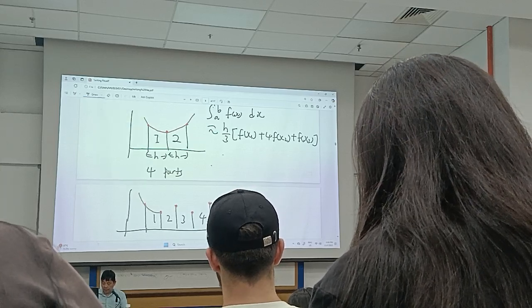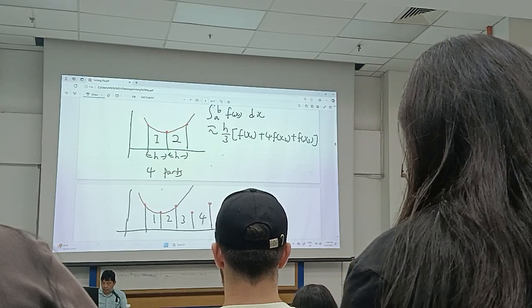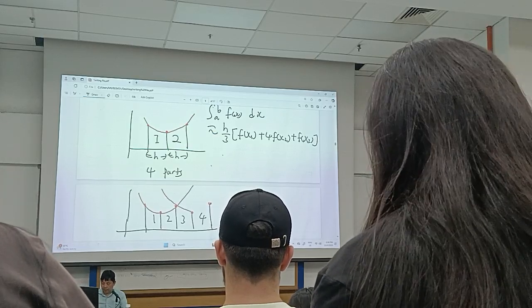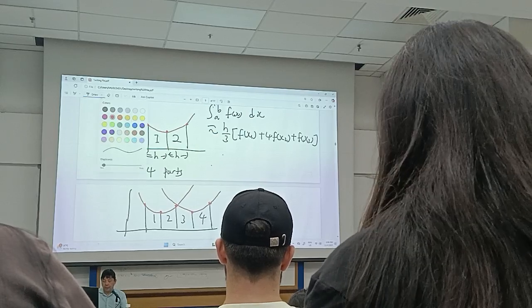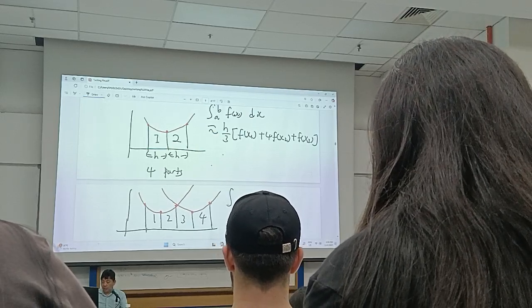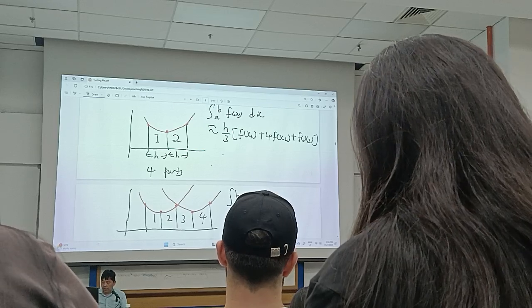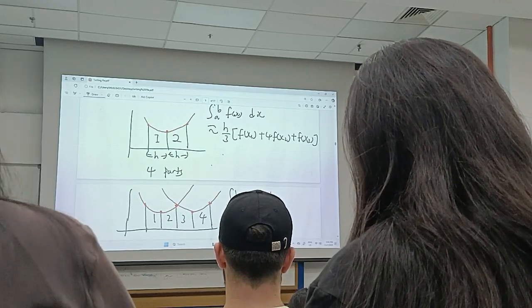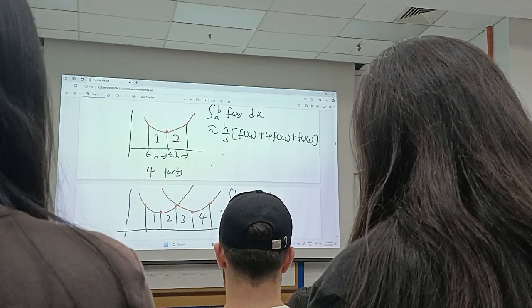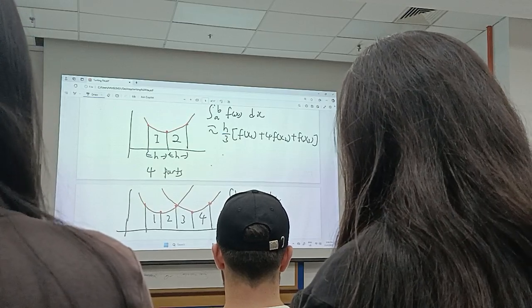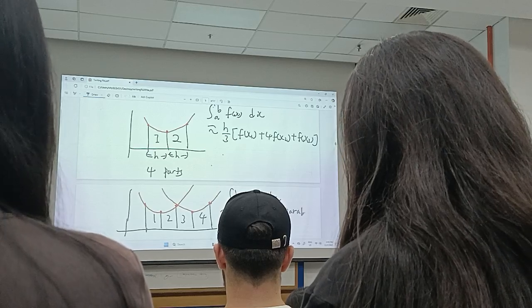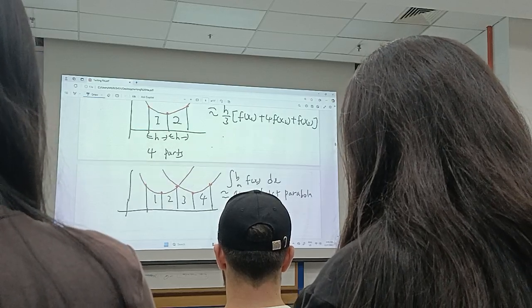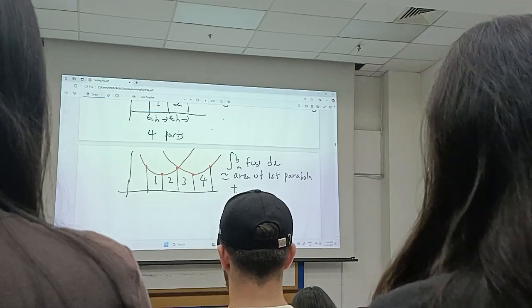So this is the first parabola. This will be the second parabola. Okay. So now the integration will be the area of the first parabola plus the area of the second parabola.